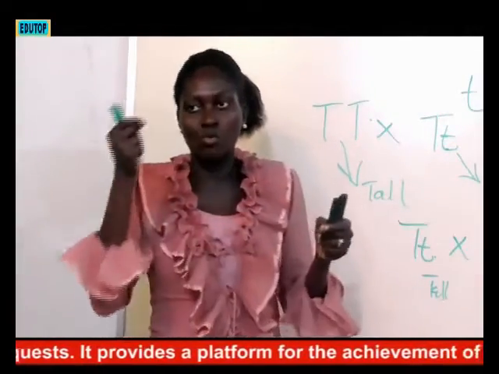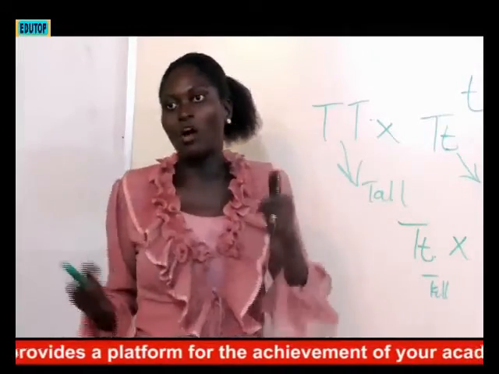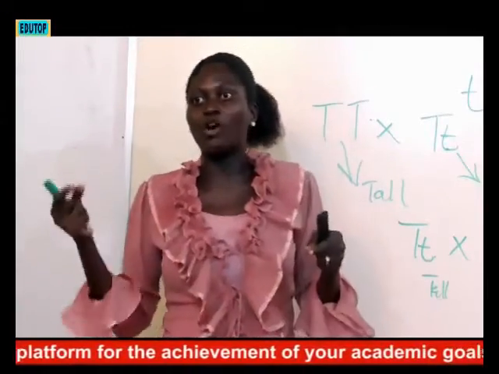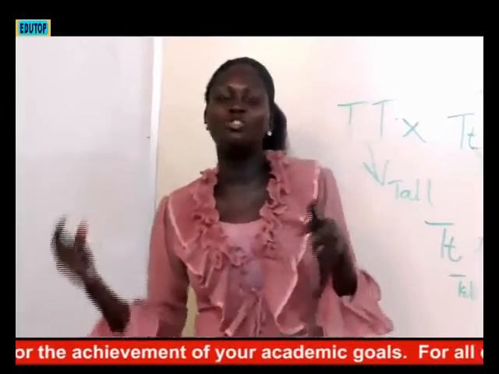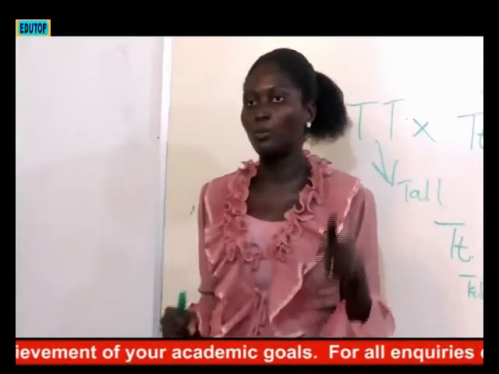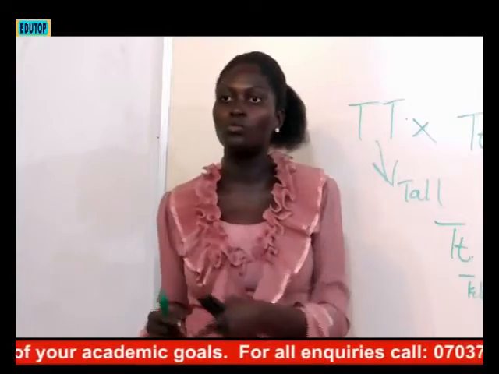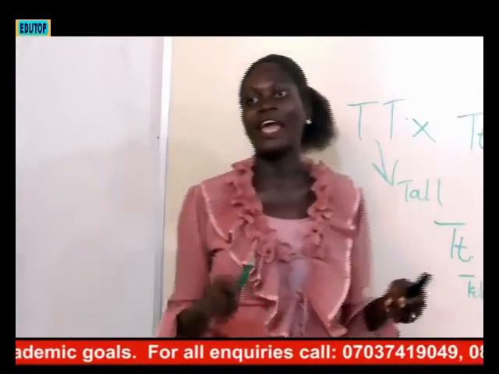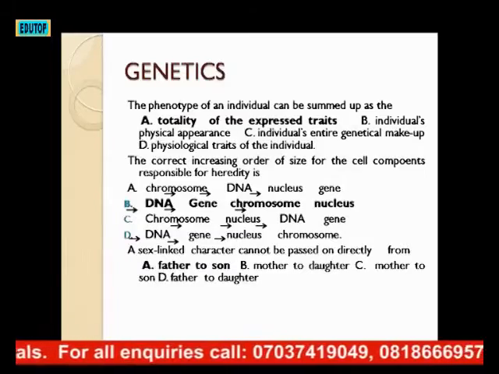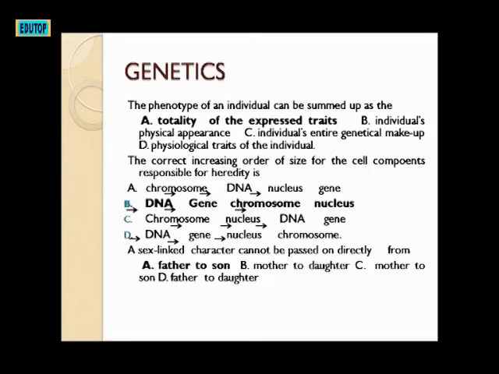DNA to gene. On the gene you will find the DNA. Then on the chromosome you find the gene. Then on the nucleus you find the chromosome. Option B, DNA to gene to chromosome to nucleus. Then the next question. A sex-linked character cannot be passed on directly from A. Father to son, B. Mother to daughter, C. Mother to son, D. Father to daughter. The answer is father to son. A sex-linked character cannot be passed on directly from father to son.